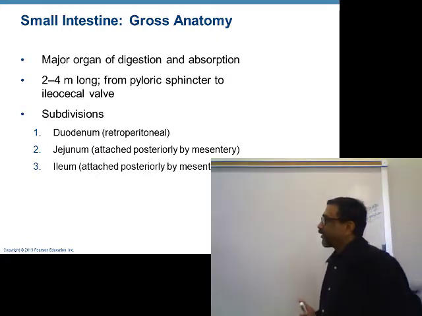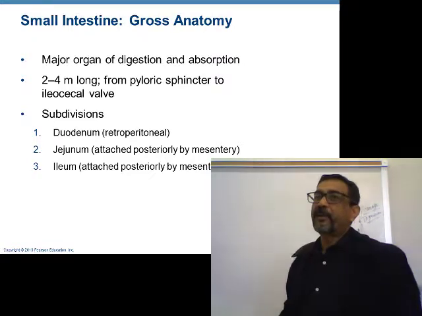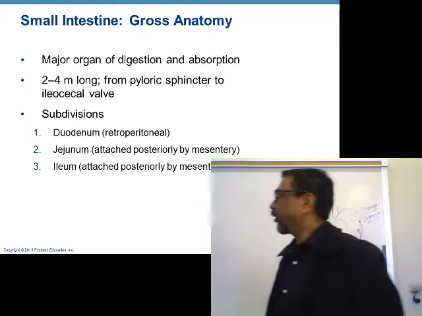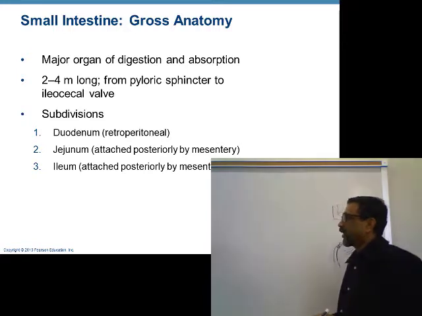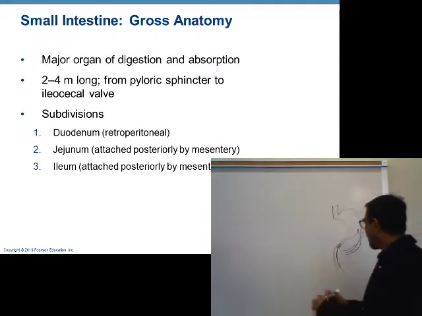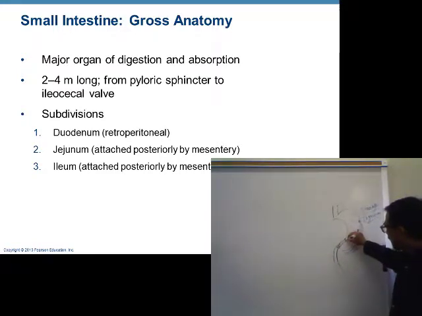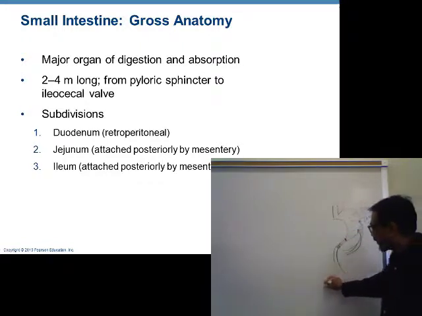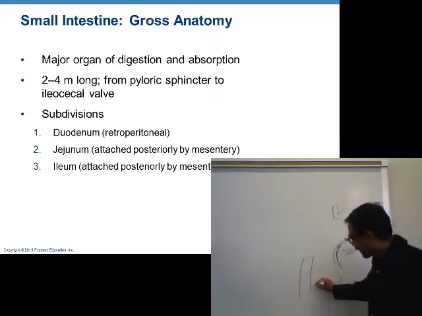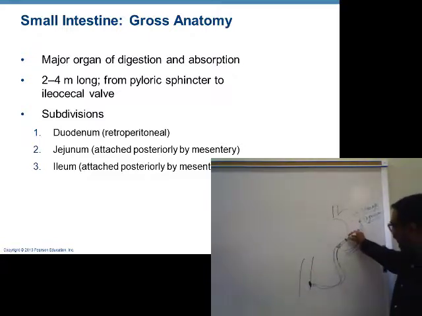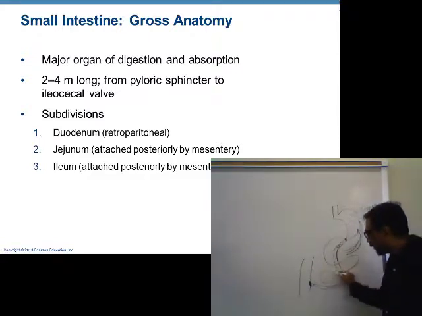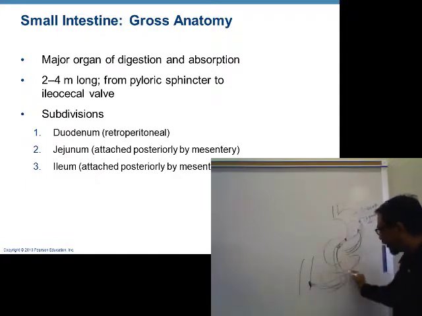The small intestine is 2 to 4 meters long, very long, and starts at the pyloric sphincter here, you know that, and ends at the cecum here. The last part is the ileum, and this is the cecum. This is called the ileocecal valve. So, pyloric sphincter to the ileocecal valve. That is the extent.